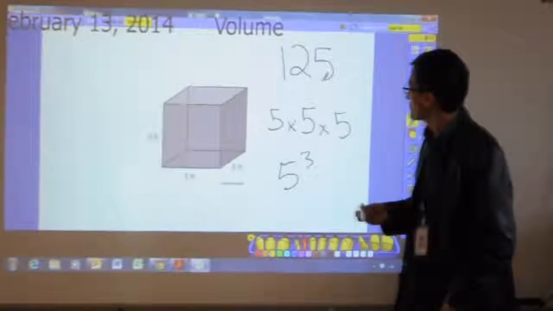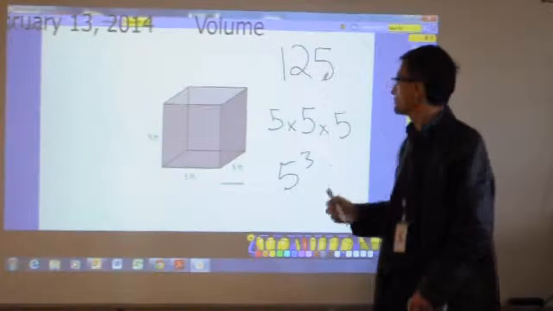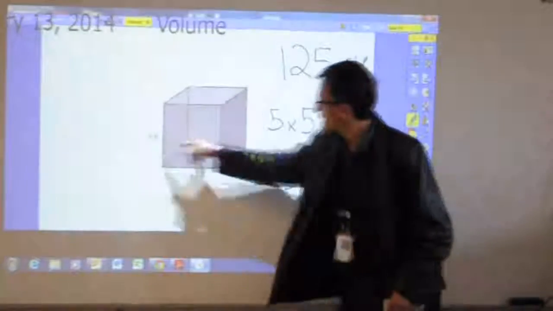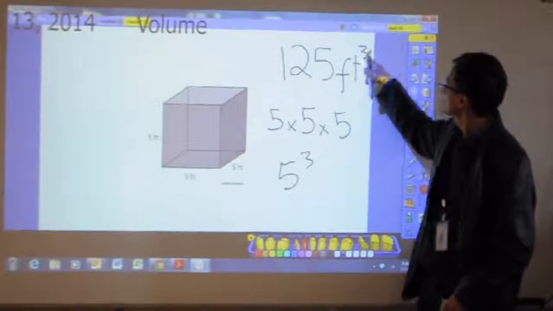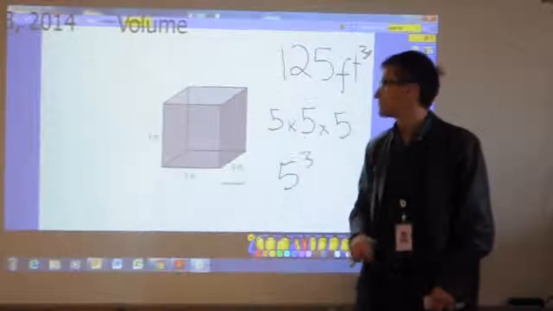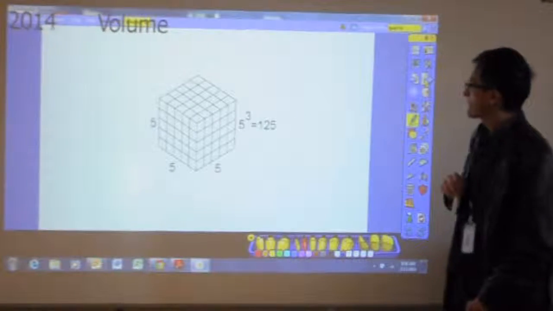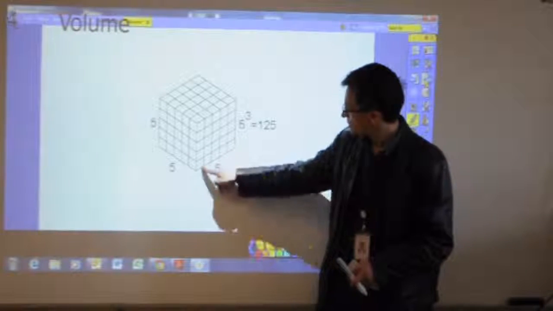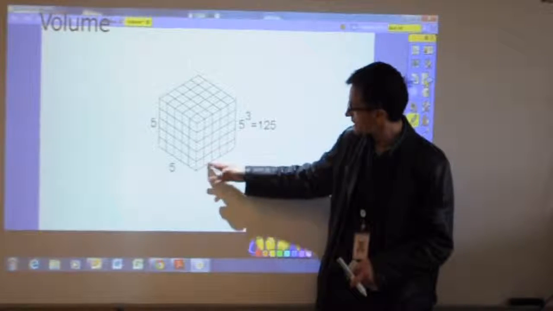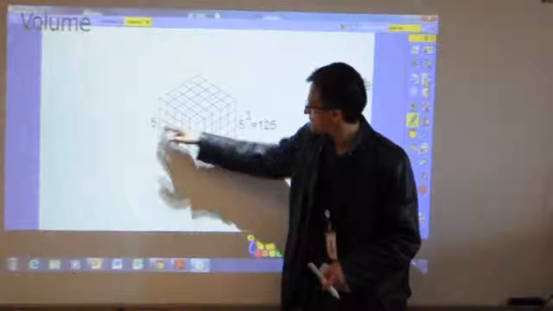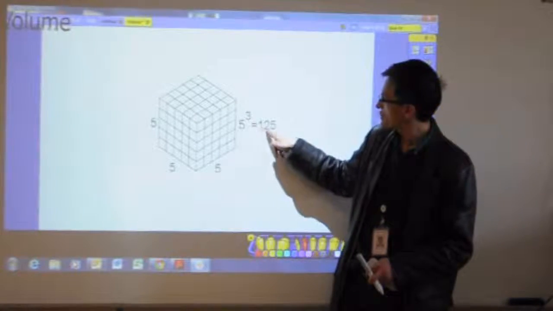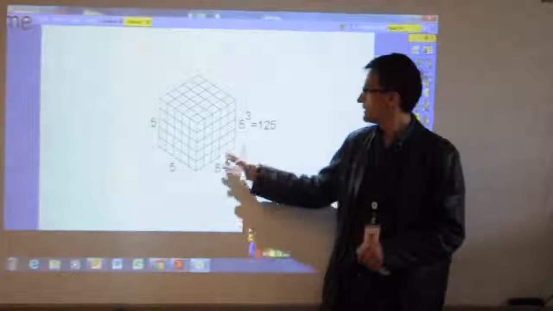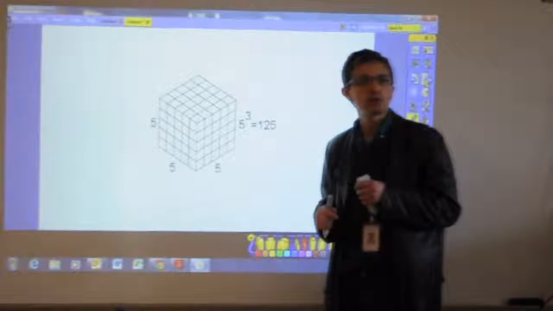125 what? Cubic feet. Cubic feet, because now you're multiplying feet 1, 2, 3 times. So it's feet to the 3rd power, or you can say cubic feet also. And you can see that if you cut it into 5 parts, 5 parts, you are making 125 cubes. If you count them, it's going to be 125 cubes. That is the concept, that's the idea about volume.